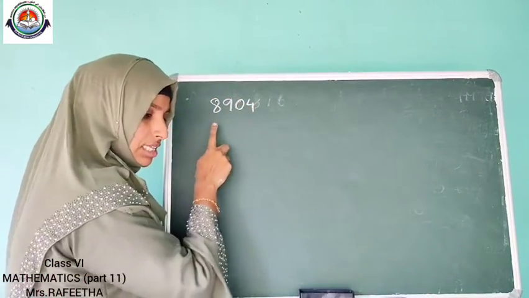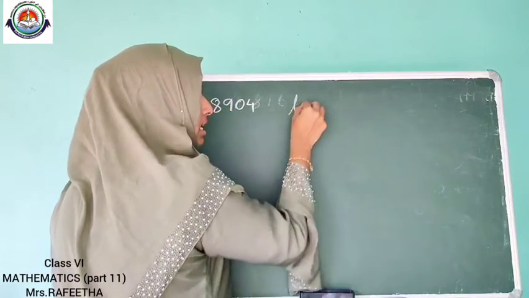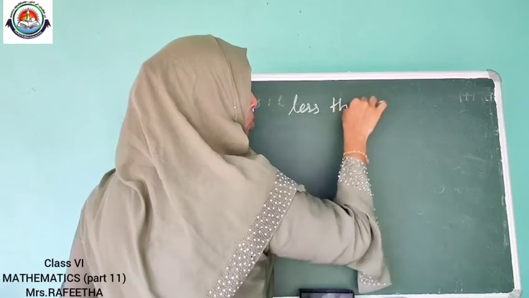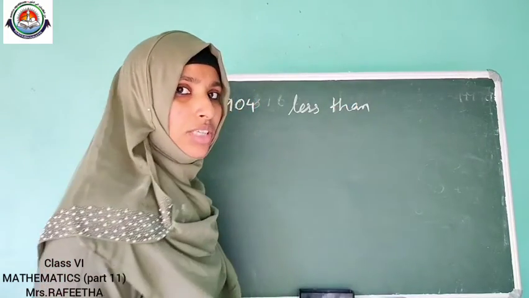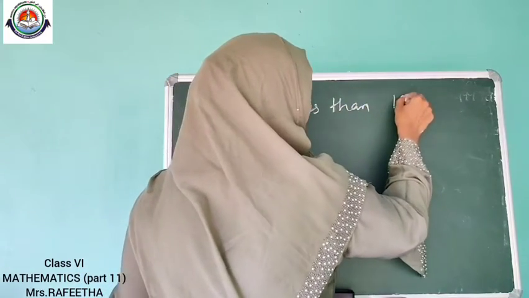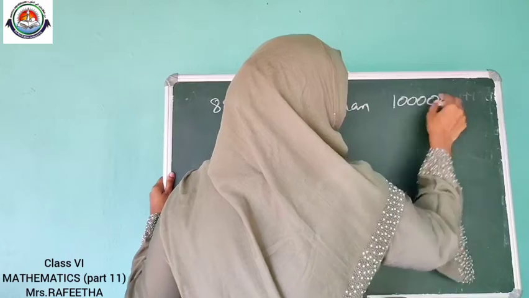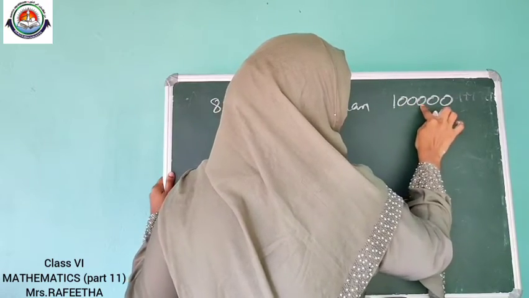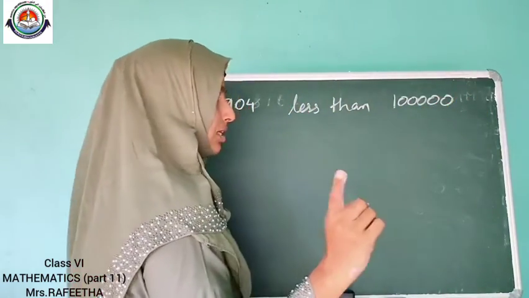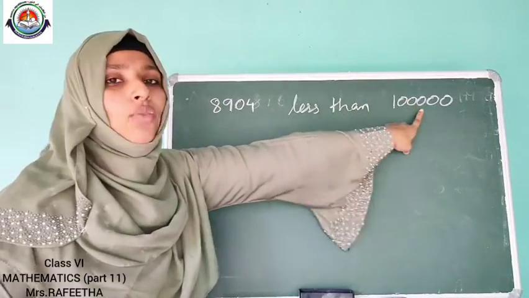How much is 8,904 less than 1 lakh? How much is it less than 1 lakh? 1 lakh means how many zeros will be there? Study that, okay? 5 zeros. That is 10, 100, 1000, 10,000, lakh. 1, 2, 3, 4, 5. 5 zeros are there. So, how much is this number less than 1 lakh?